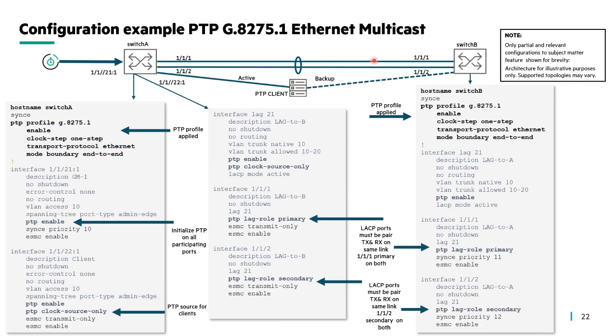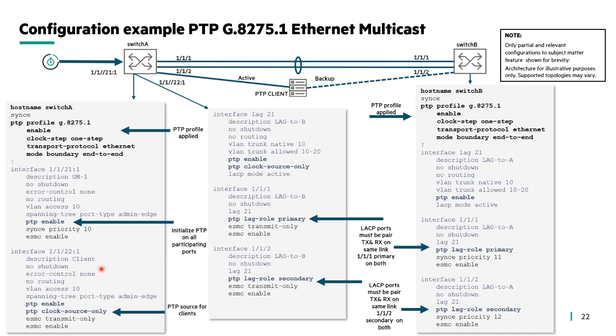Now we're going to cover 8275 on the same setup. You have to enable the PTP profile, and we've done it on both switches here. One-step, transport to Ethernet, mode boundary, end-to-end. And then we enable PTP on the various interfaces. As you can see, we've done that on the Grandmaster here.